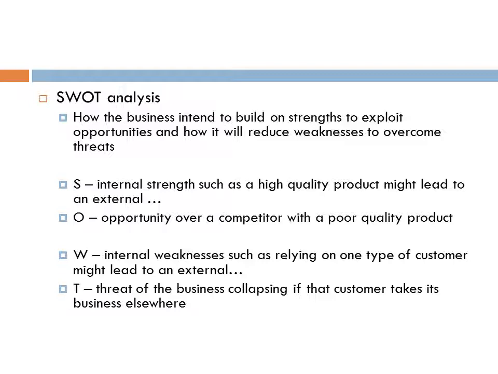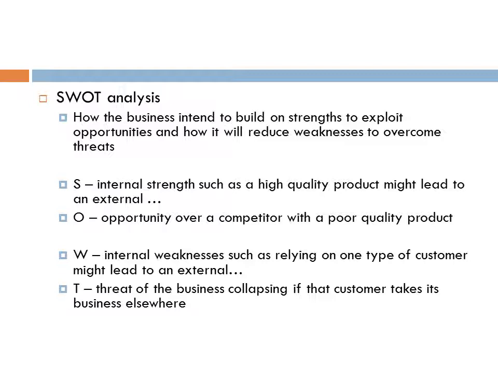Now, an opportunity is external, so an internal strength might lead to an external opportunity over a competitor because, for instance, in this example, they make poor quality jewelry. So if we are very good at making quality jewelry, then externally that leads to an opportunity because our competitors aren't.